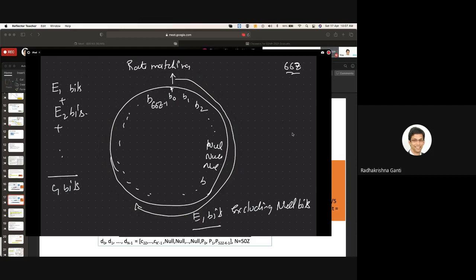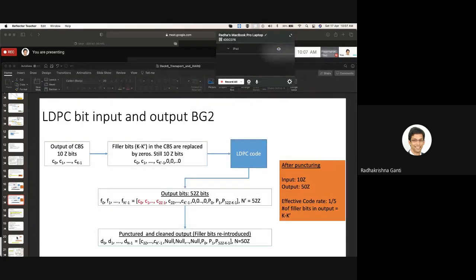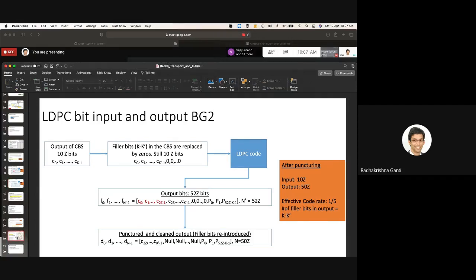Is this clear? Okay, I'm going to show you in this, where I put all the numbers and other things.